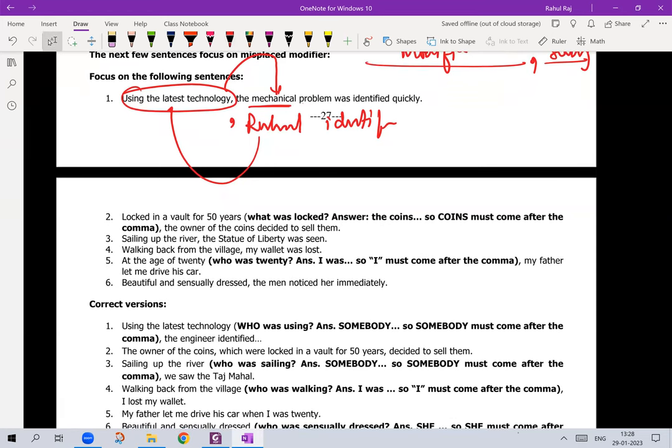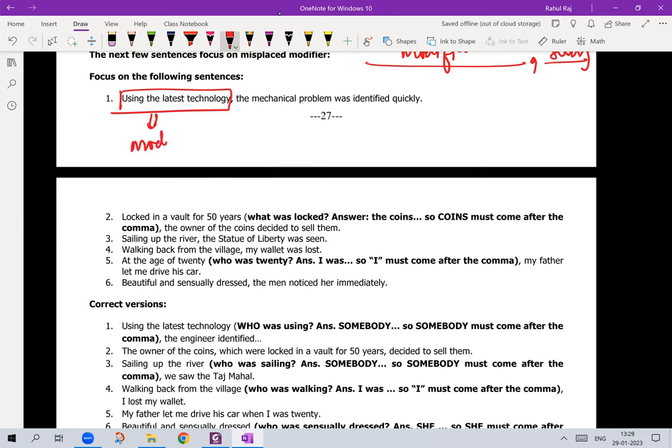But what type of cause and effect situation were you trying to write over here, tell me. Like the cause is the latest technology and the effect is that the problem got identified quickly because of this cause. No. Using the latest technology, there is no verb at all. Cause will have a proper clause. When I read the sentence, I know that this is 100% a modifier. Agreed? Because there is no verb at all.